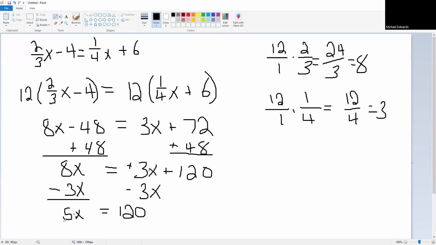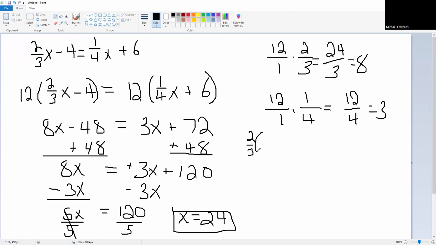Now, to break multiplication, we're going to use division again on both sides. That 5 goes away. This is x equal to, we'll go ahead and do the division here. 5 goes into 120 24 times. And that's the answer. We could check this. It's not too hard to check.